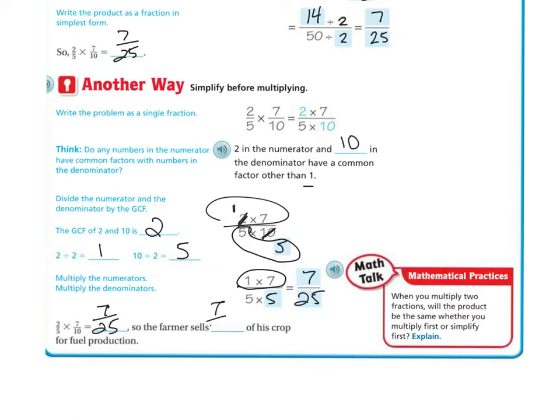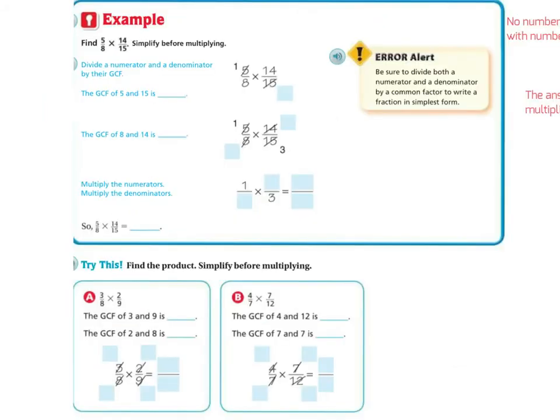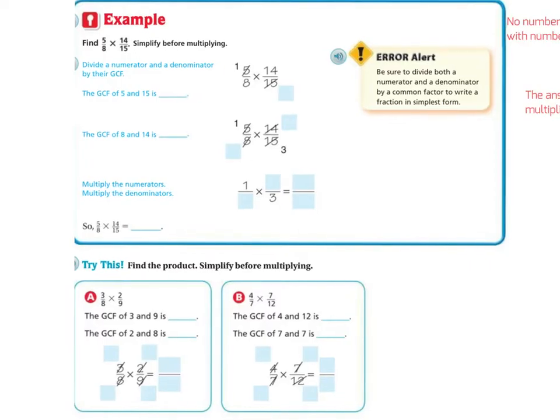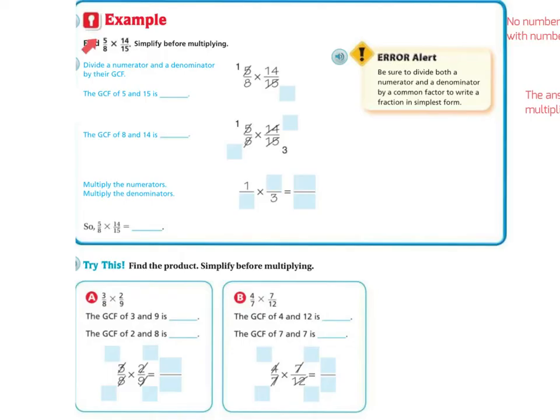I'm okay with whichever way you choose to do it. Again, we try to show you different ways so you can find the one that works for you, right? All right, let's just do a few more like this so that if this is a new thing for you, you'll know how to do it. So we have 5/8 times 14/15.